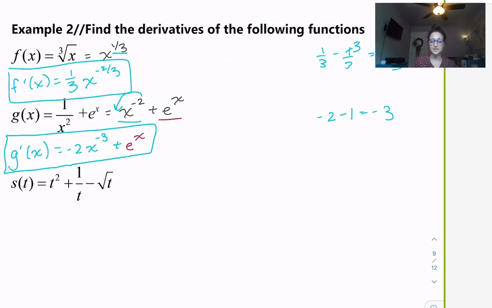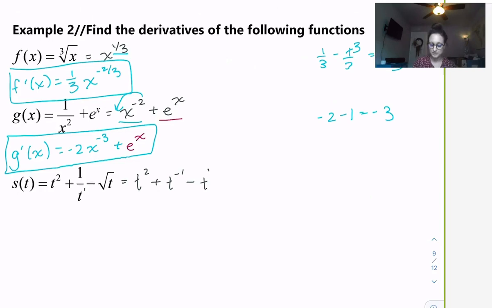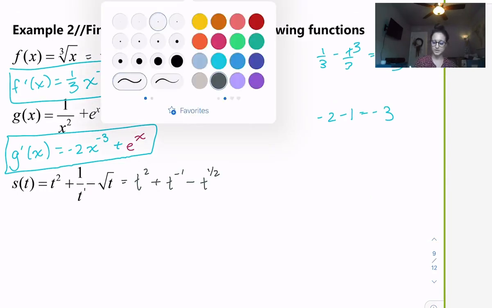We need to rewrite the second and third terms. The first term is good. I already have t to some power. How would I rewrite 1 over t? Now think about that as 1 over t to the 1. So if I bring that up, that's going to be t to the negative 1 minus, and how do I rewrite a square root with a power? T to the 1/2. Okay, good.